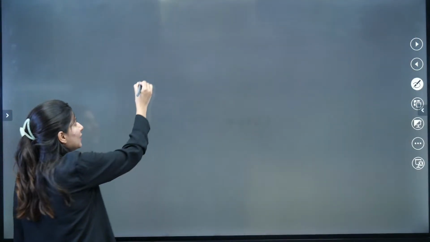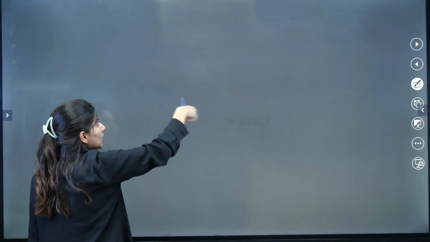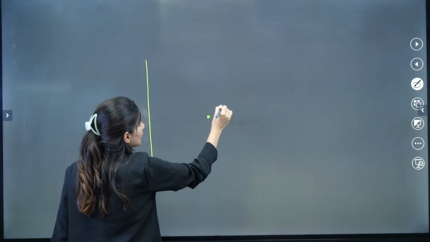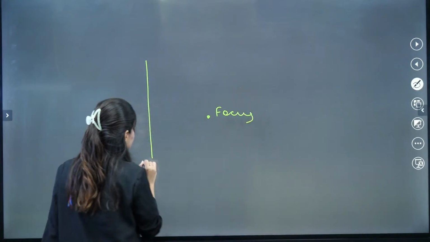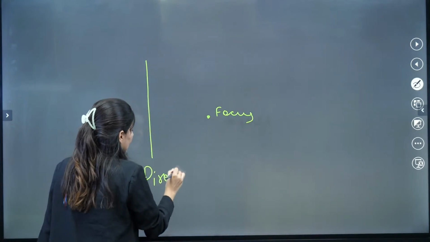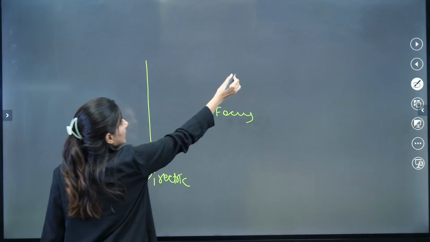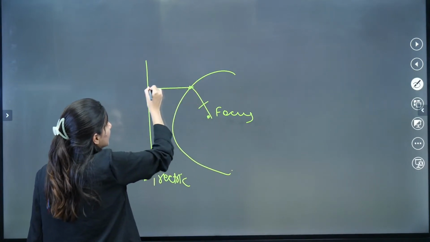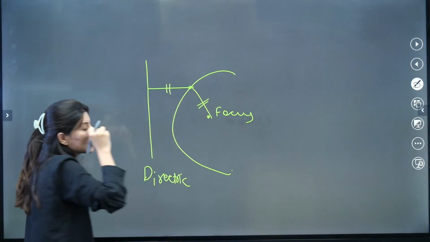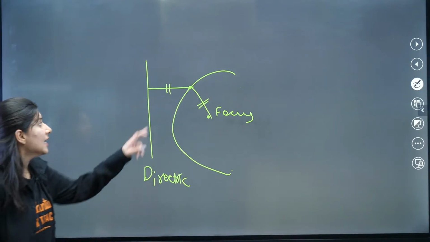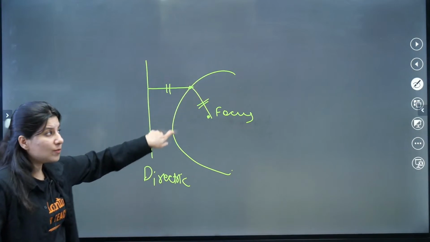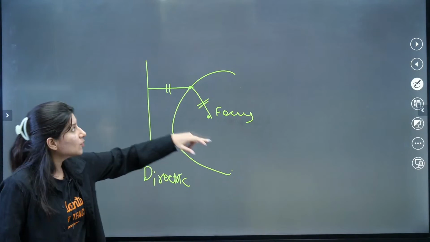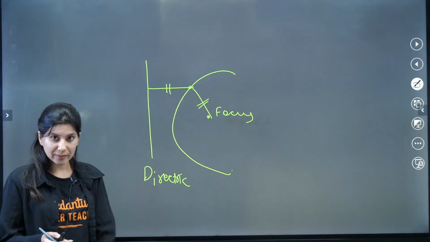The basic definition of parabola says that the locus of a moving point whose distance from a fixed point, which is the focus, and a fixed line, the directrix, are exactly the same. That means if this is a parabola, then this distance is exactly the same as this distance. So these two distances are equal. The definition says that the locus of a moving point is called a parabola if its distance from a fixed point and a fixed line are equal.